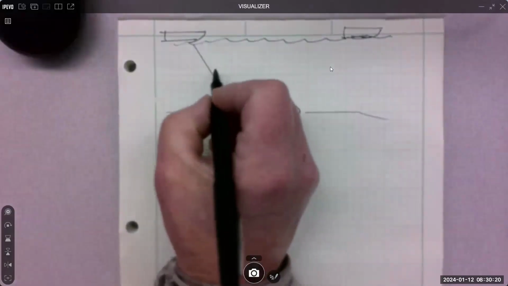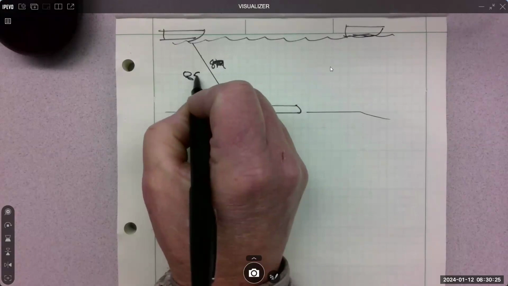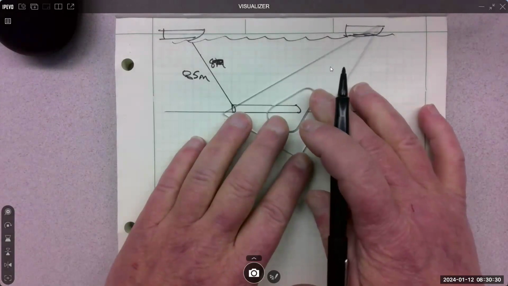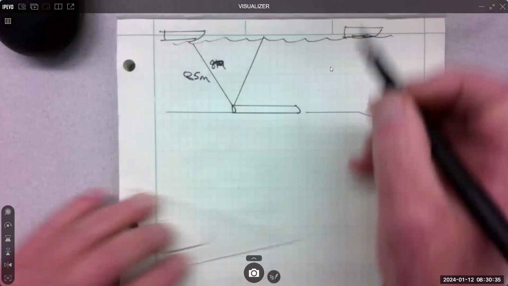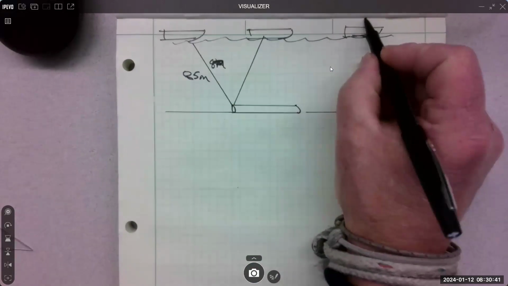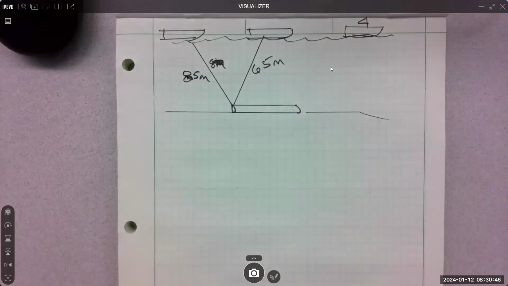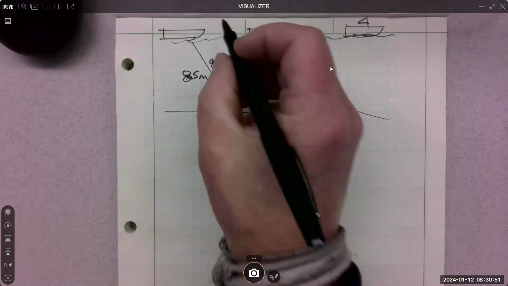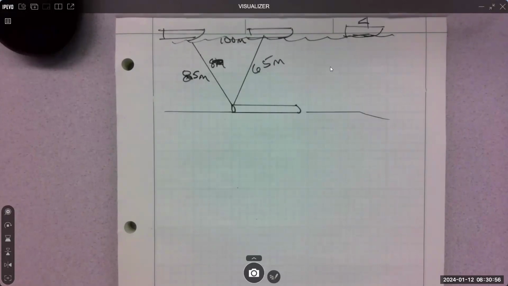85 meters? Yeah. And the other 65. Is it from the same spot on the log? Yeah. And this other one's 65. Sorry, you're over here somewhere. This guy's not fishing, he's sailing. 65 meters, 85 meters. Okay, good. We've got to know something else. 100 meters between them? Yeah. What else do we know?